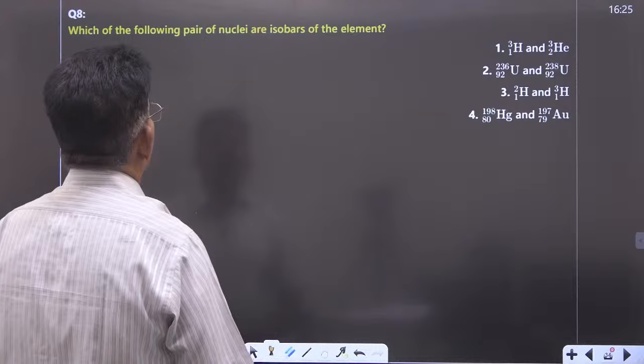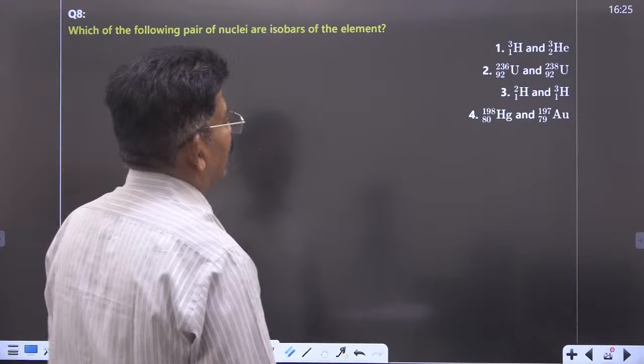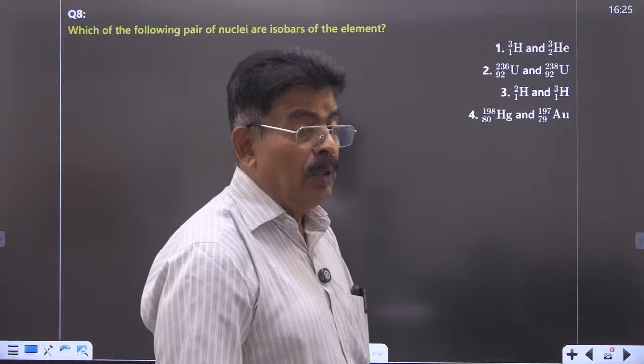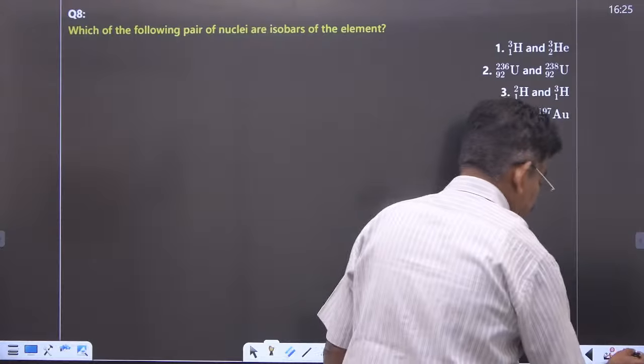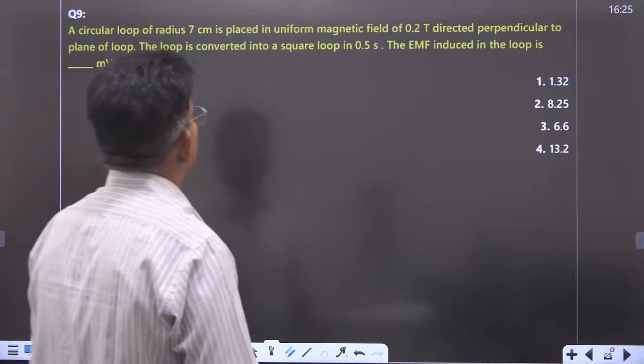Which of the following are nuclear isobars? You can directly get isobars: same mass number. I am not wasting any time here, directly going to the next question.